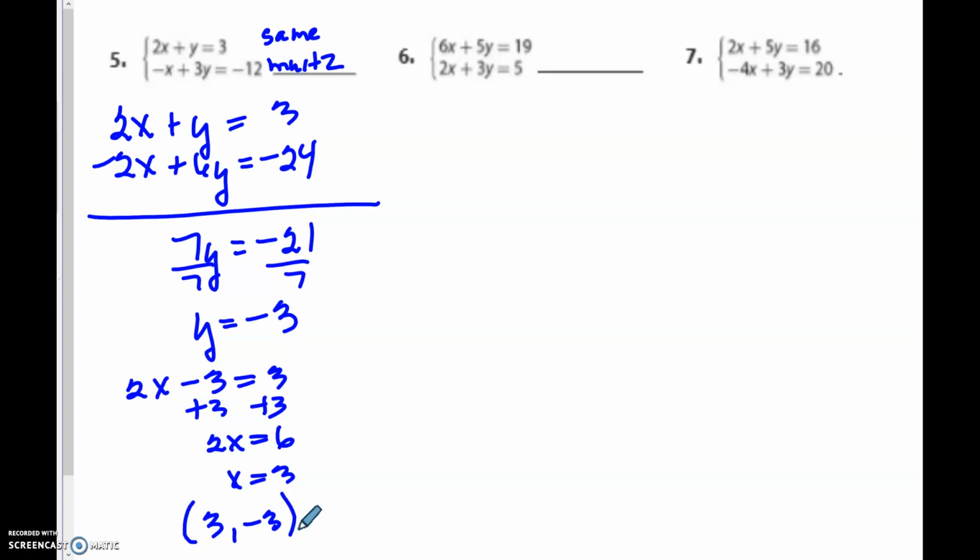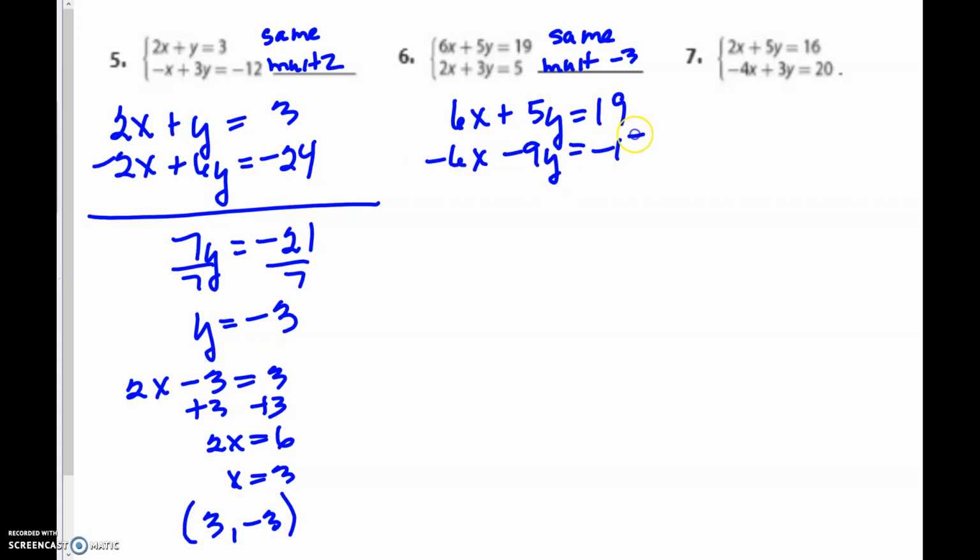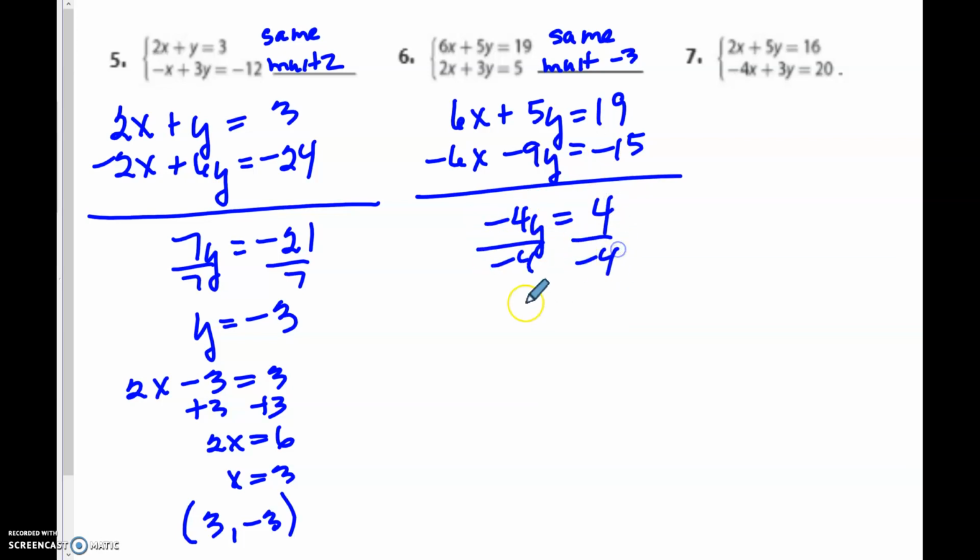All right, what am I going to do on this next one? Well, I'm going to choose to get rid of x's. So I'm going to keep this top one the same. So I get 6x plus 5y equals 19. And the second one here, I am going to multiply by a negative 3. So I get minus 6x minus 9y and minus 15. All right, the x's are going to cancel out. So we get negative 4y equals 4. And we're going to divide both sides by negative 4. So y is negative 1.